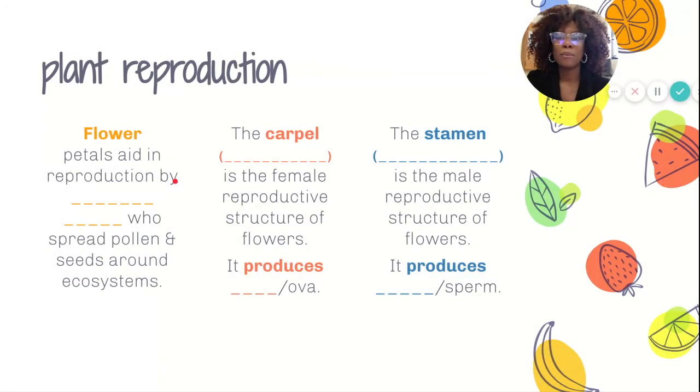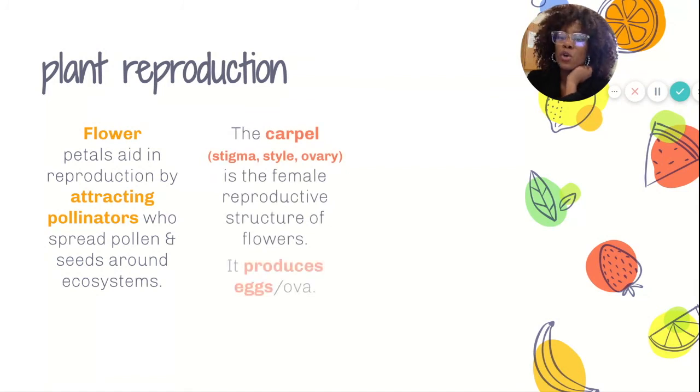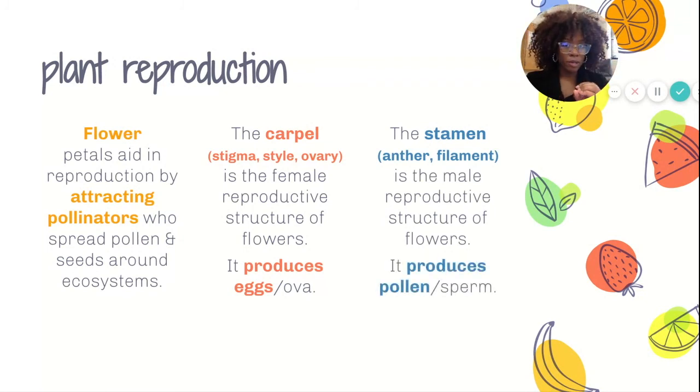Okay, lesson 3.2, plant reproduction recap. Let's go ahead and fill in the blanks. Okay, so flower petals are going to aid in reproduction by attracting pollinators who spread pollen and seeds around the ecosystems. The carpel, which has three parts, the stigma, the style, and the ovary. Okay, that's the female reproductive structure that produces eggs. While the stamen, which is made of the anther and the filament, is the male reproductive structure that produces pollen.